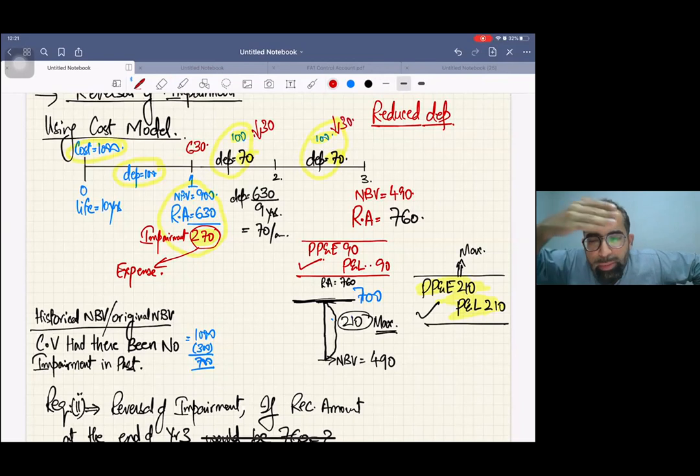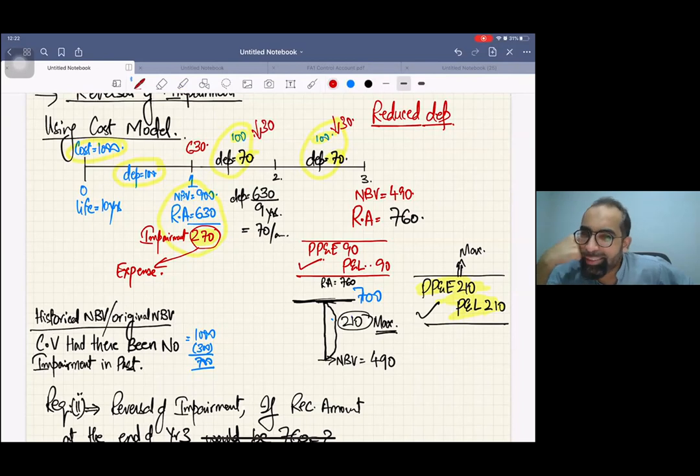So during this two-year journey, because of this impairment, you have already enjoyed the benefit of reduced depreciation of 30 and 30, which is 60. That means your depreciation expense has already reduced by 60. In other words, you have already booked an income of 60 during the journey. So now you are only allowed to book a reversal of 210.